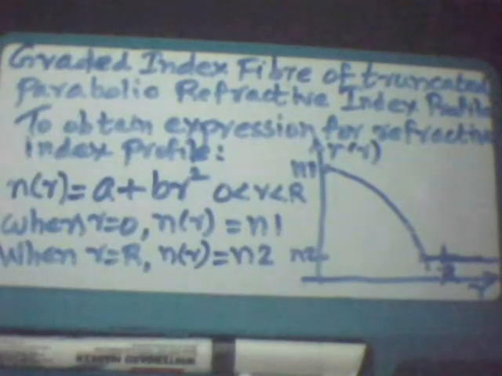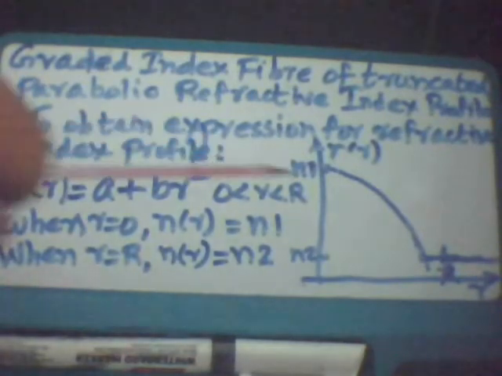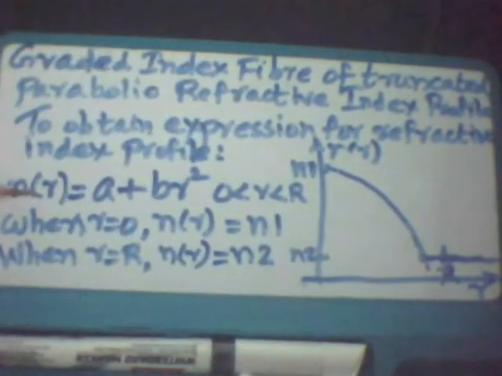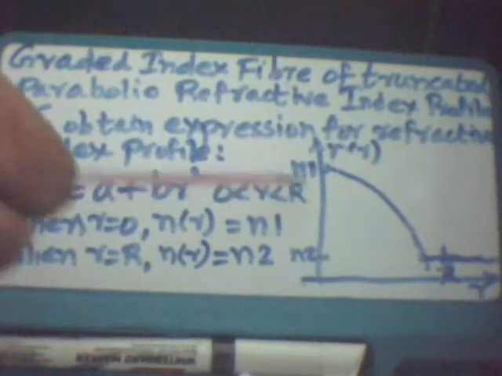parabolically, as a truncated parabolic curve, from the axis of the core to the edge of the core, or towards the cladding. So the expression for the truncated parabolic refractive index profile, that is, the equation for the truncated parabola, is n of r is equal to a plus b r squared, where the radius is between 0 and maximum. This is the radius of the core, 0 less than r less than or equal to R.